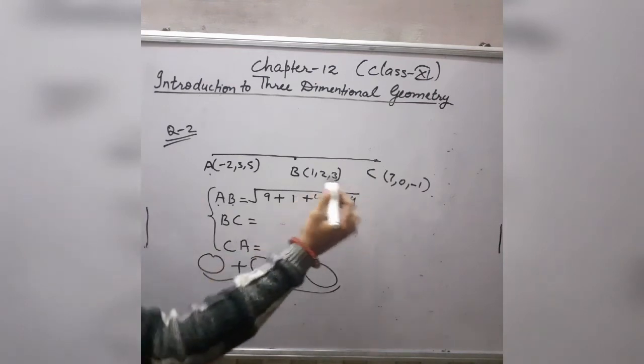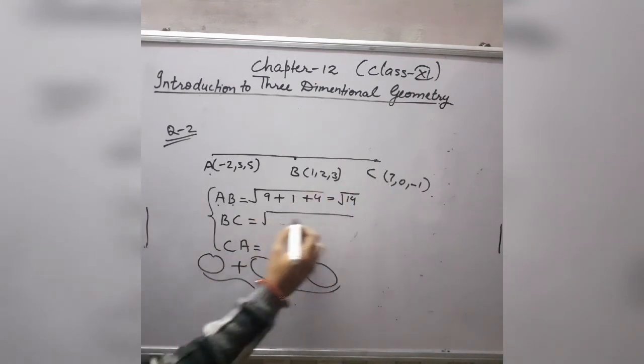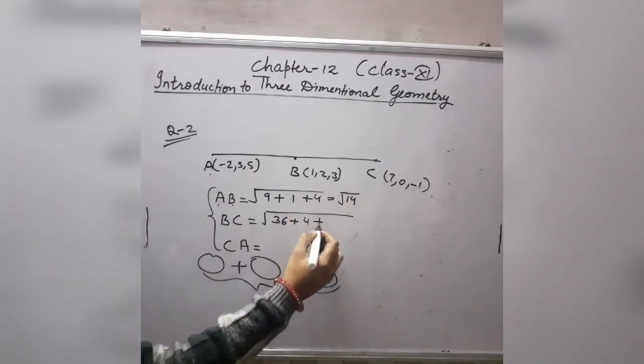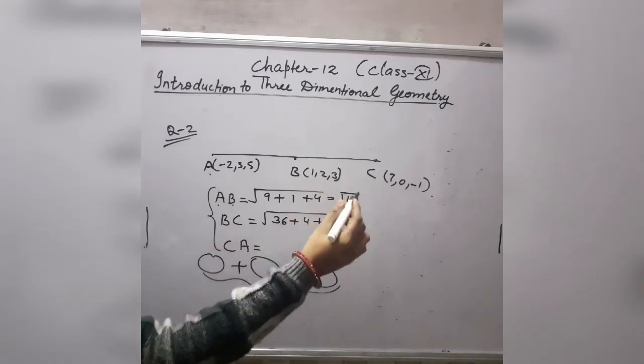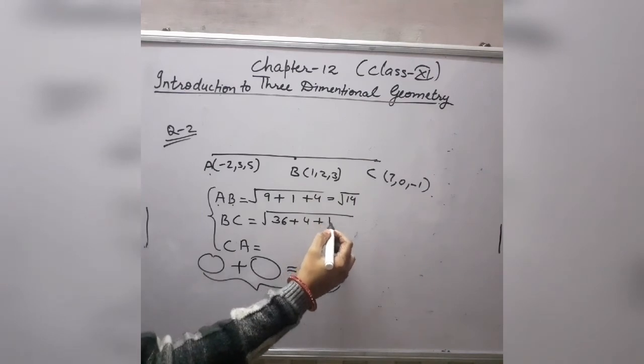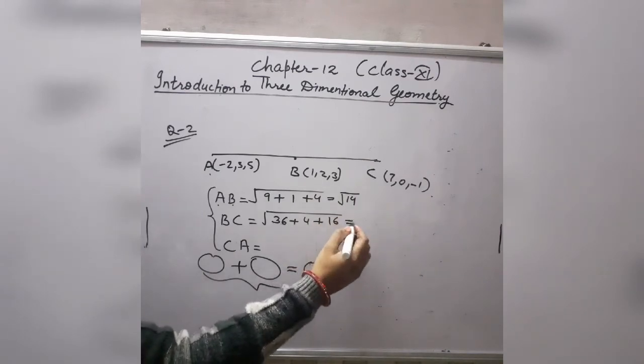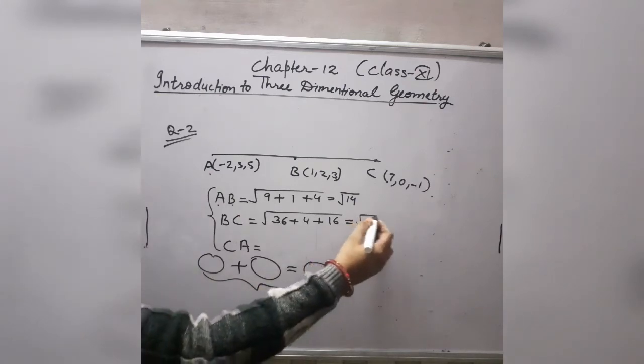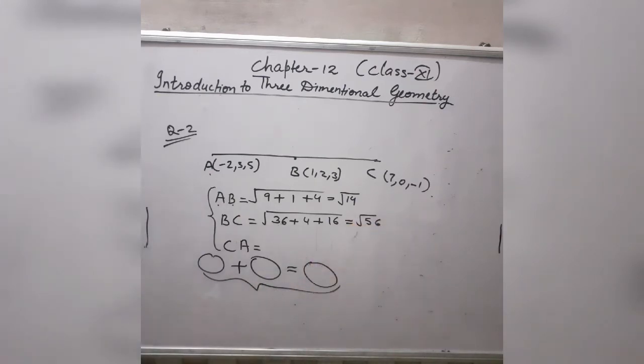Now BC distance: 1 minus 7 is minus 6, square of minus 6 is 36. 2 minus 0 is 2, square of 2 is 4. 3 minus minus 1 becomes plus 1, that is 4, square of 4 is 16. So this is equal to 36 plus 4 is 40, 40 plus 16 is 56. This distance is equal to root 56.